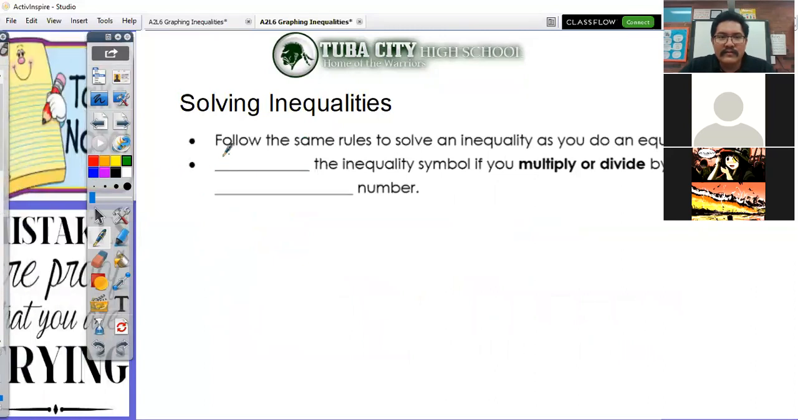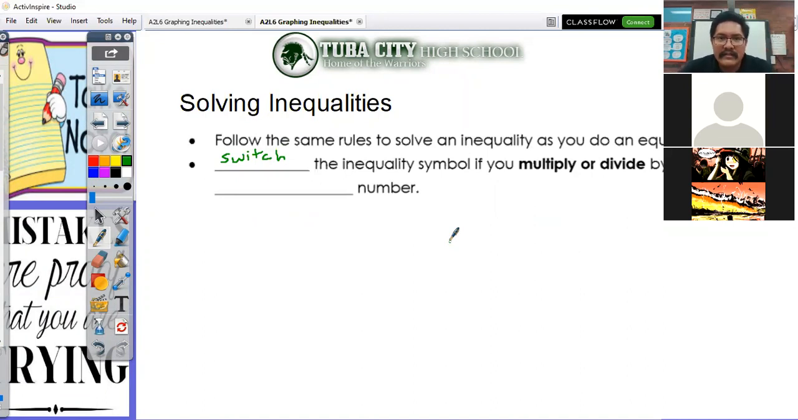So to solve an inequality, you follow the exact same steps. If you remember solving equations or algebraic equations, you do the exact same thing. If you want to solve for a letter, you've got to move all the other numbers on that side away from that letter. You've got to follow your directions, which I have right here.